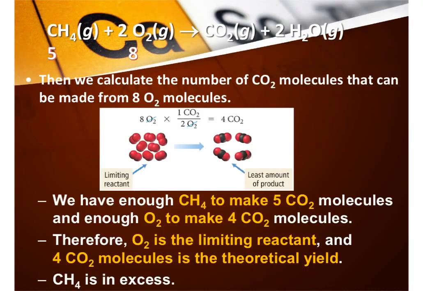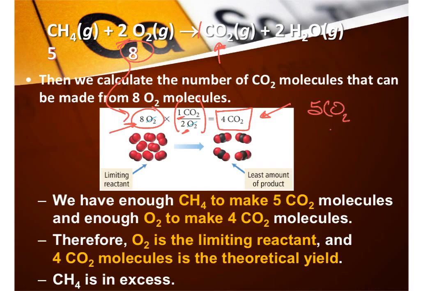Okay. So I'm going to do the same thing starting with oxygen. If I have 8 moles of oxygen, how much CO2 can I make? Well, mole ratio again: 2 oxygen makes 1 CO2. And it turns out I can only make 4 moles of carbon dioxide from this amount of oxygen. Do you remember on the last slide, it said that I could make 5 moles of CO2 from the 5 moles of CH4 that I started with? All right, so here's the important part.